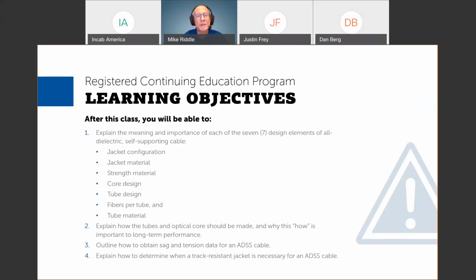We will also discuss how the tubes and the optical core should be made and why this is very important to long-term performance. We're also going to do a primer on how you do sag and tension calculations or get the sag and tension data that you need. And we're also going to tell you how to determine when you need a track-resistant jacket.